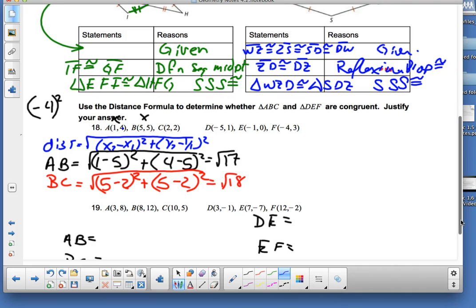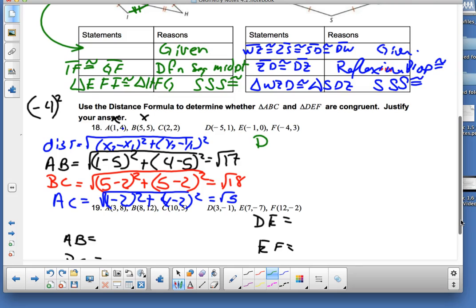Now, I've got to do it one more time because I have to find the distance AC, because I'm talking about a triangle and it's got 3 sides. So I've got AC. I got 1 minus 2 squared plus 4 minus 2 squared. I do that and I get the square root of 5. Okay? That's the first triangle. I still have to find the measures of the second triangle. So let's get that done.